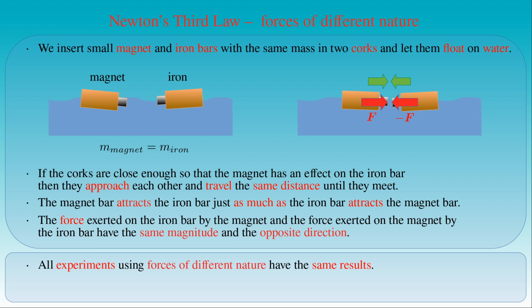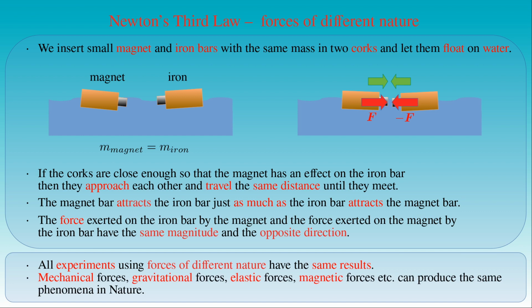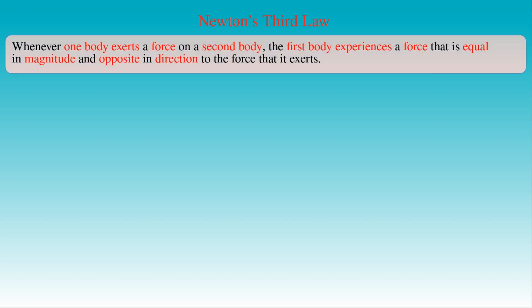That is, mechanical forces, gravitational forces, elastic forces, magnetic forces, and so on can produce the same phenomena in nature, and we can generalize the conclusions drawn from the result of the experiments presented here. This generalization leads us to Newton's third law of motion, which is also known as the law of action and reaction. Whenever one body exerts a force on a second body, the first body experiences a force that is equal in magnitude and opposite in direction to the force that it exerts.